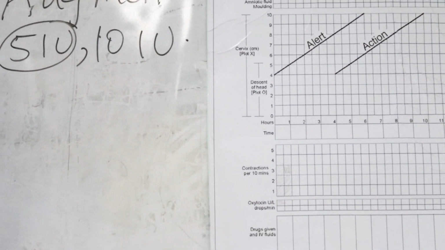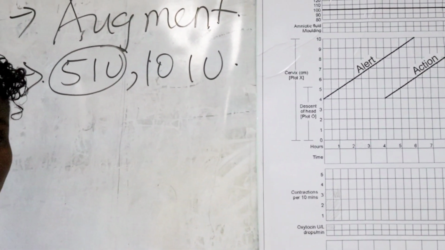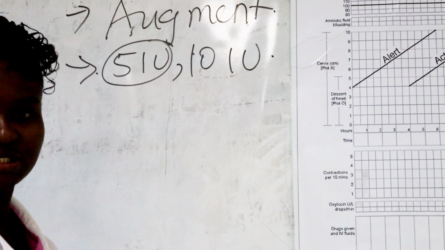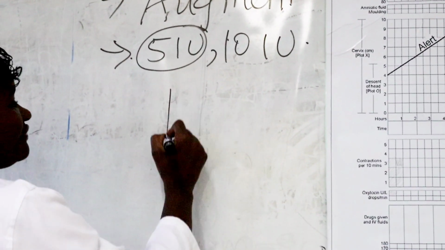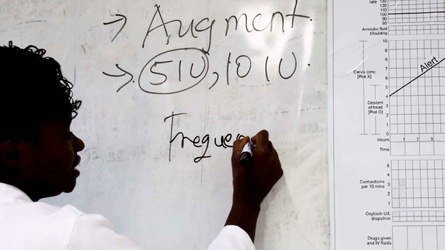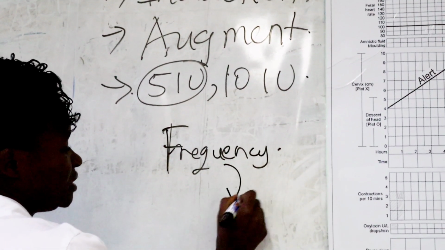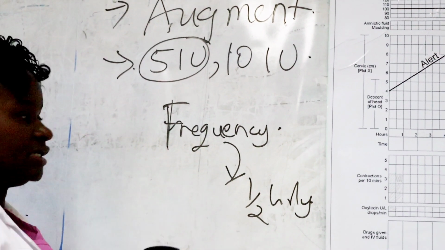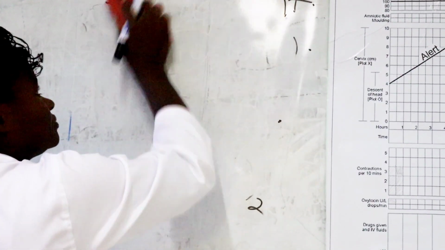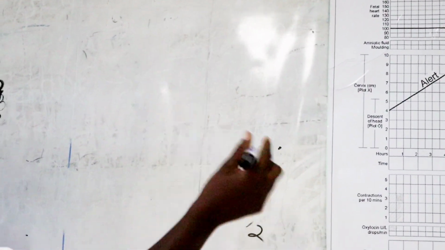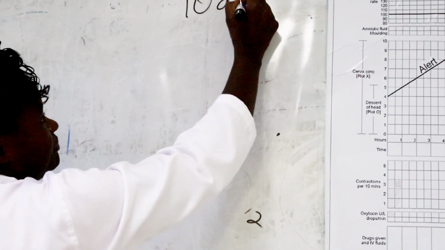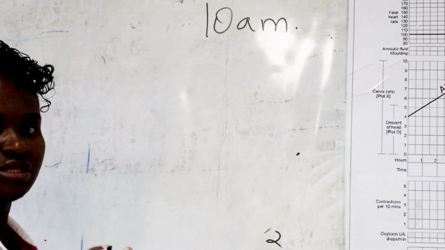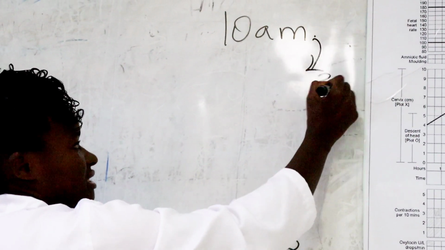And then how do you regulate it? How do you regulate the oxytocin infusion? Even for the oxytocin infusion, the frequency of administering will still be half hourly. What do I mean by that? If I started the infusion at 10 a.m., the next time, if there is need that I change anything, will be in the next 30 minutes.